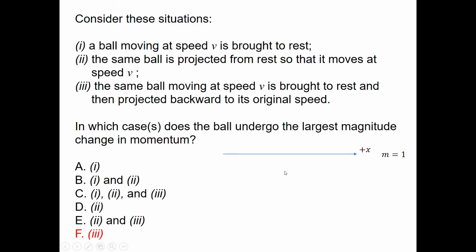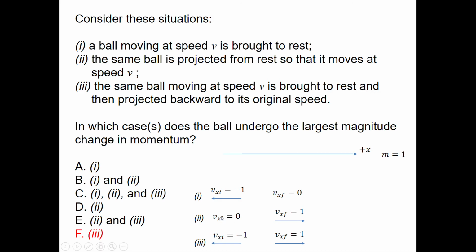Here's one way to think about the 3 different cases. Let's have plus x going to the right. Just for simplicity, we'll take the mass of the object as 1, and let's calculate the change in momentum for each one of them. So I'm going to imagine situation 1 up there. Initially, the ball is moving to the left, so its x component velocity is minus 1 meter per second, and then it's brought to rest, so its final velocity x component is 0.